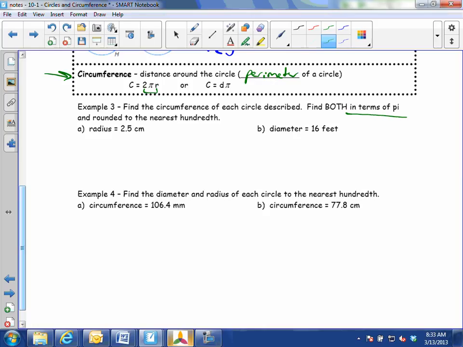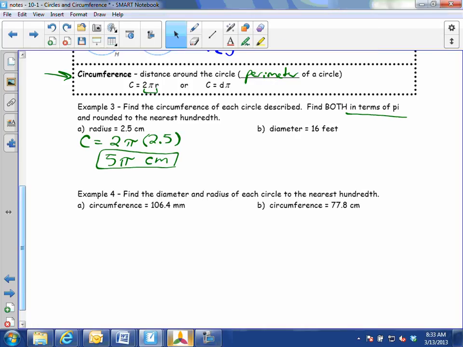Alright, so let's first do it in terms of pi. So they give us the radius. If I'm looking for circumference, which formula should we probably use? The first one, because they give us the radius. Circumference is equal to 2 times pi times radius, which is 2.5. So then we can simplify, what's 2 times 2.5? 5. So in terms of pi, I would leave it like this, 5 pi, usually with pi at the end. We treat it like an x. Okay, so that is our first answer. That's in terms of pi.